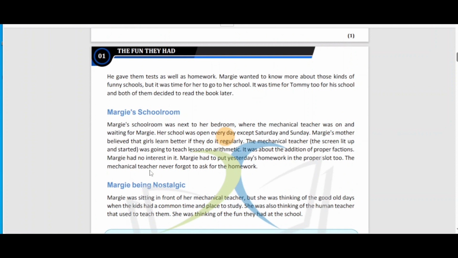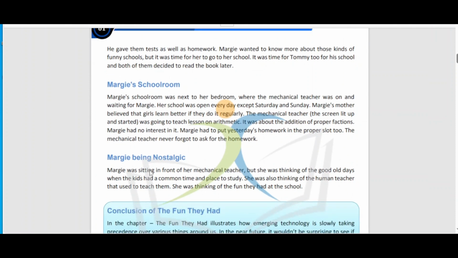Okay, next one. Margie's schoolroom. Actually, it was just next to her bedroom, where the mechanical teacher was on and waiting for Margie. With all the screens, the completely mechanical teacher was present there, and it was only waiting for Margie, so that as she entered the classroom, it would start the process of reading, learning, homework doing, whatever is there.